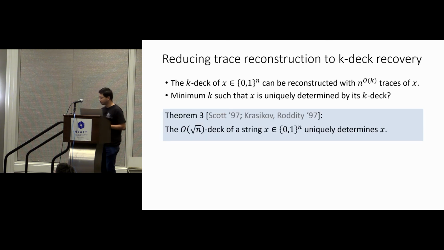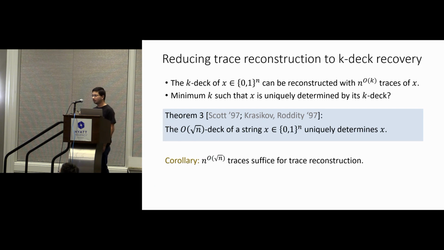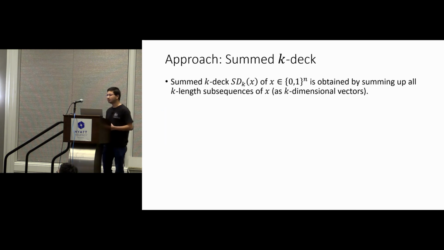Scott in '97 and Krasikov and Roditty independently showed that if k is about order of root n, then the k deck of a string uniquely identifies the string. So this gives, as I said, an immediate algorithm for trace reconstruction using n to the order of root n traces. Again, this is not the best thing we know, but we can generalize this to population recovery. So I'll just talk about the approach of this result, that the order root n deck identifies the string.